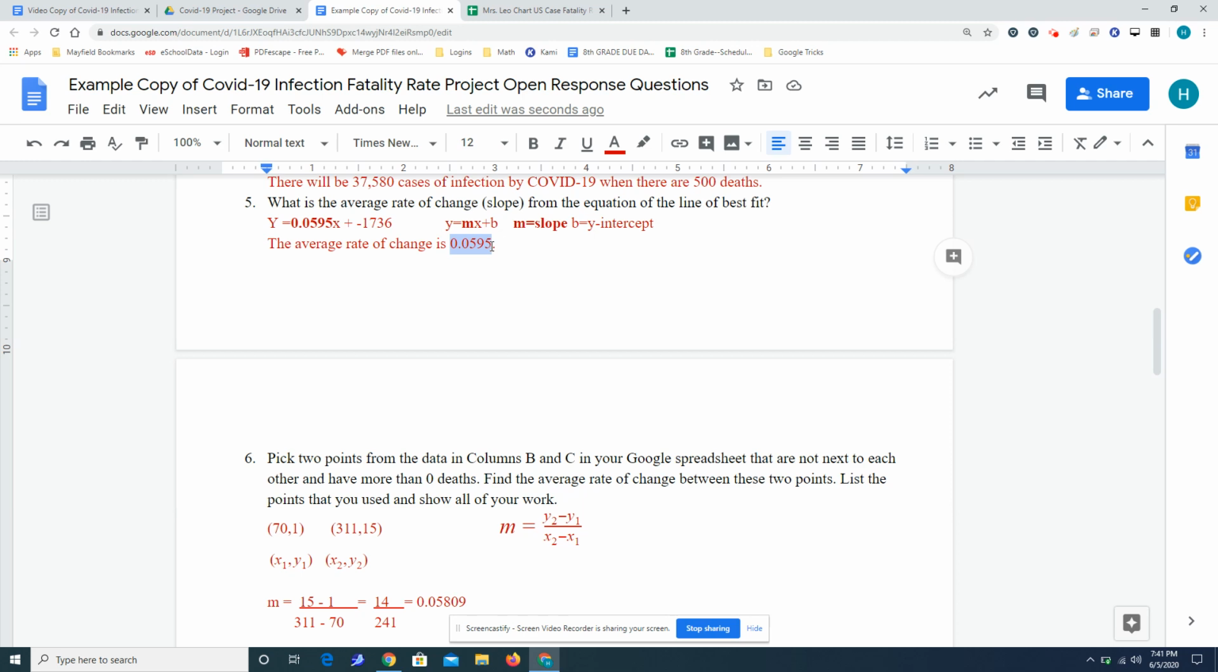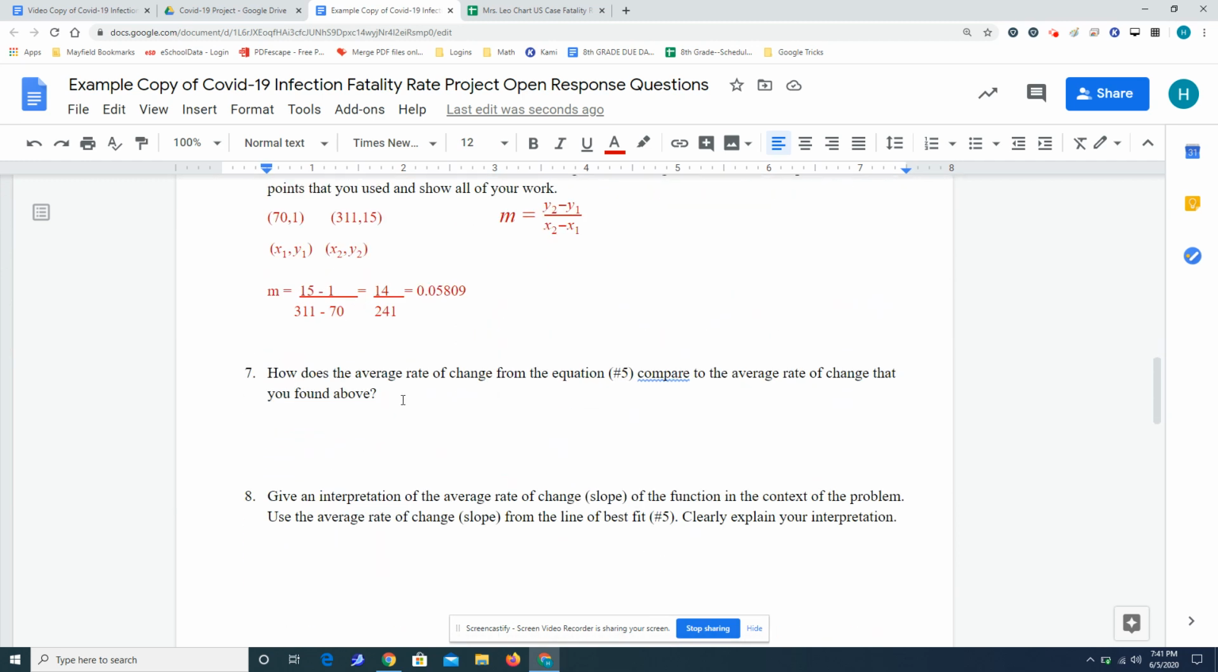0.0595, okay? And so I need to take that number and compare it to the 0.05809, okay? And when I'm looking at them, what's different about them? Well, they're pretty close, and yours may not be nearly as close as mine. It will depend. But I noticed that the equation one is just slightly higher than the one I found in number 6.